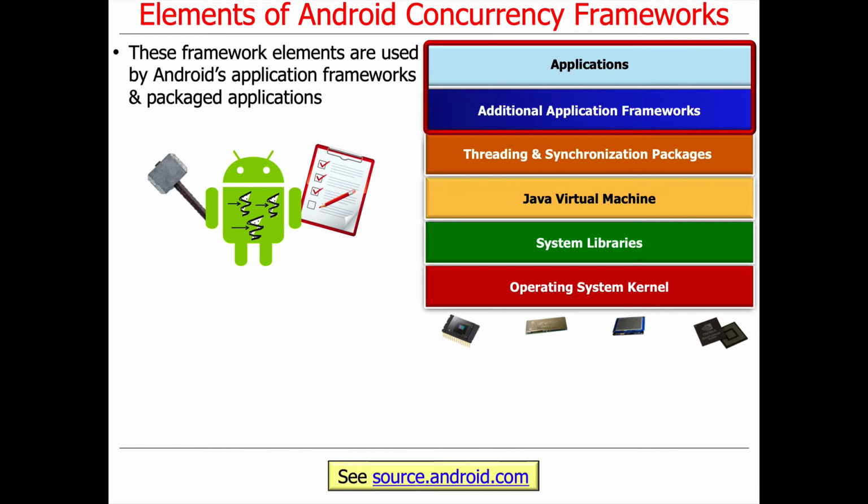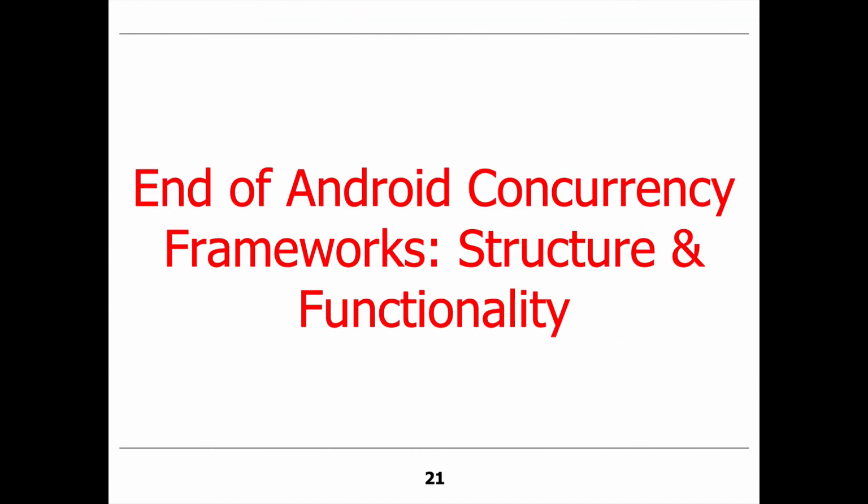So if you take a look at the application framework layer, you'll see lots of frameworks like the package manager and the activity manager service and the location manager and the notification service and the window manager use these frameworks. And then, of course, many of the applications that come bundled with Android and/or which you might develop or other developers or third parties might develop also use these elements in the Android concurrency frameworks. So that's the end of the discussion of the Android concurrency framework structure and functionality.